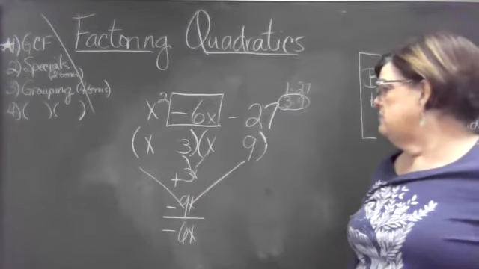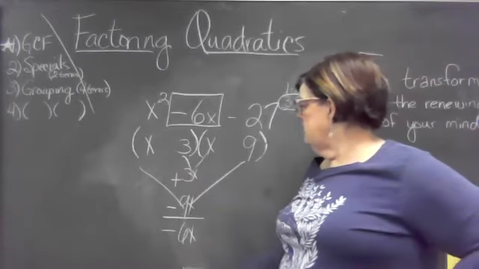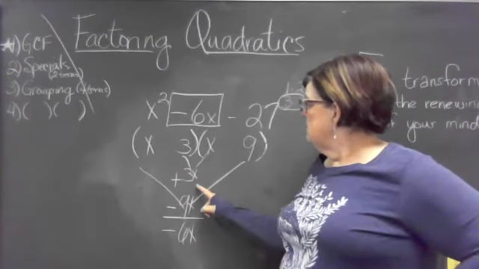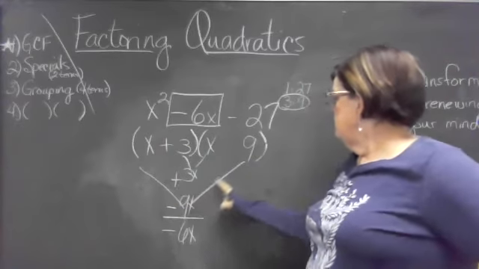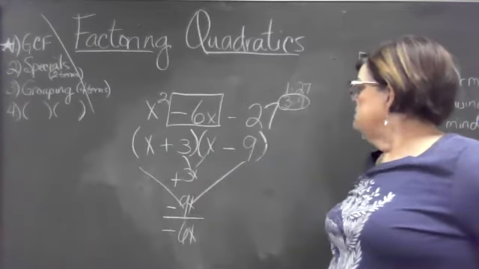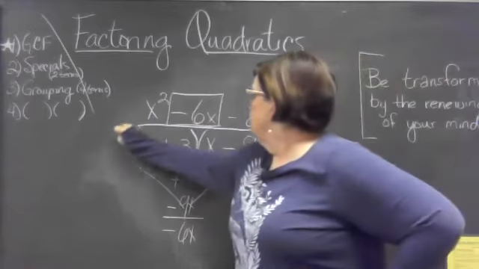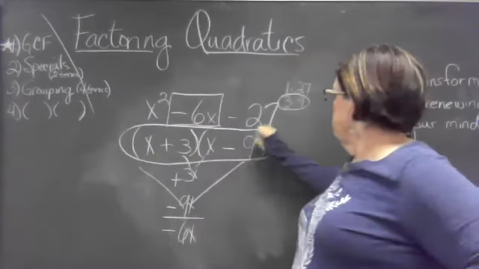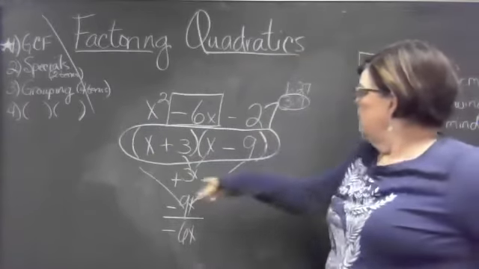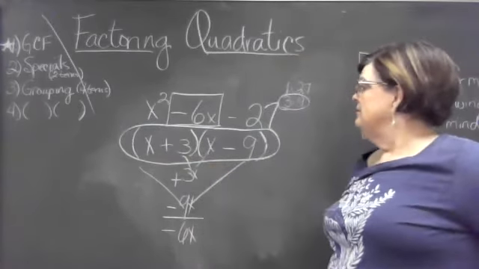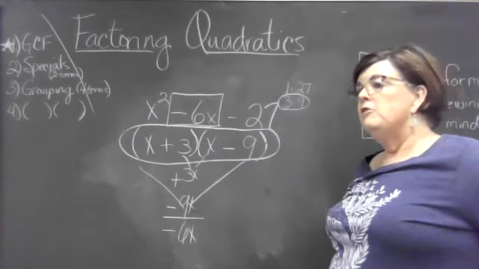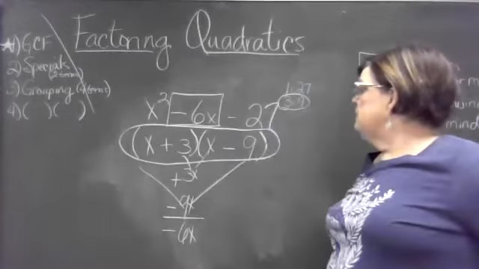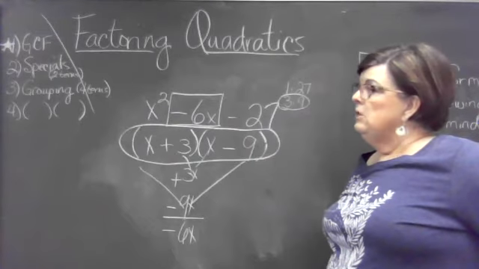These are the signs that they need to be. 3 minus 9 is a negative 6. So if we go up here, the 3 is positive. We go up here, the 9 is negative. Remember, with all the writing that we put everywhere, this is the answer. This is the factored form of this quadratic. Any questions?